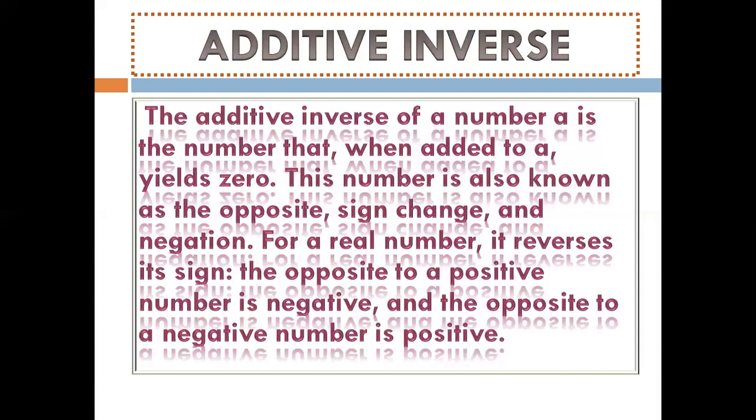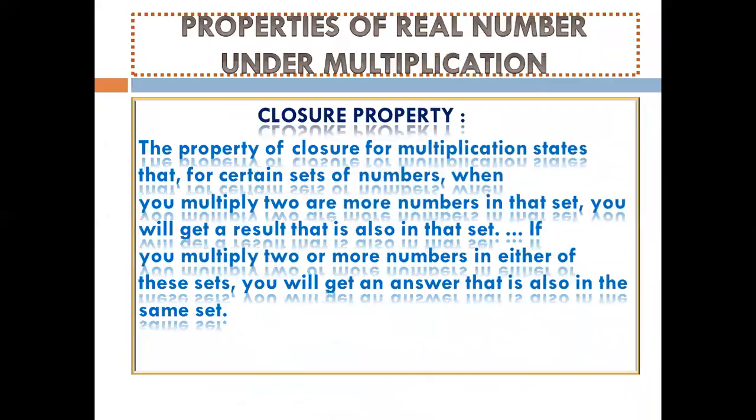Suppose you have plus 2 and minus 2. Minus 2 is called the additive inverse of plus 2 because when you add plus 2 and minus 2, 0 will be the answer. So additive inverse means the same number with opposite sign.